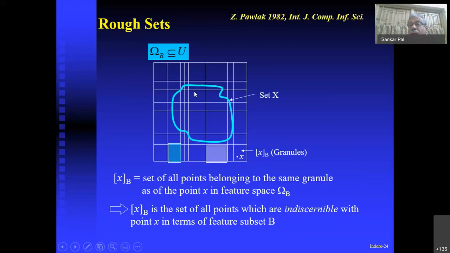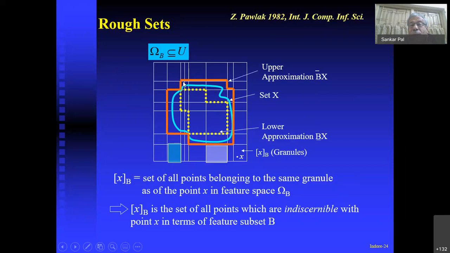Now I see that I cannot define the crisp set uniquely because it is defined over a granulated domain. However, I can make it approximate from the inner side and from the outer side. Inner side means in terms of the yellow granules, which definitely belong to this set. I call it the lower approximation of this crisp set defined over the granule. And another is the orange, which is called the upper approximation. So here, the upper approximation includes the lower approximation.